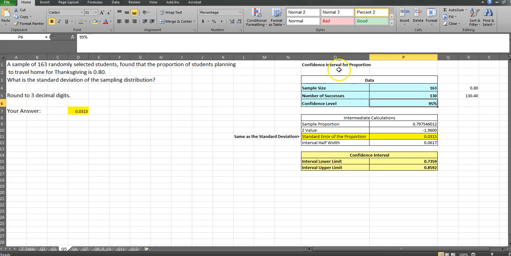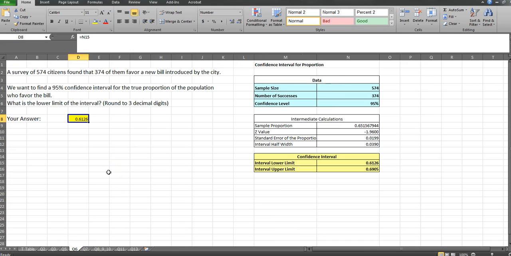We're calculating a confidence interval for proportion. To do that, you just enter in your sample size here, and now your number of successes. Well, that's equal to your sample size times the proportion. So you take that 163, multiply it by 80%, which gives you 130. You drop in your 130 here. Our confidence interval is 95%. And then lo and behold, we get our standard deviation, which is the same as the standard error for the population. If you click on this cell, it's just pointing to this value here. So the calculator makes it very easy. Just know you have to calculate that proportion first to get this number of successes.